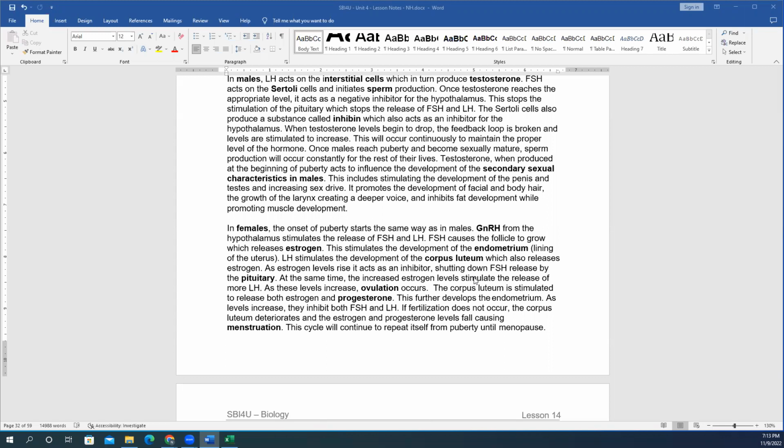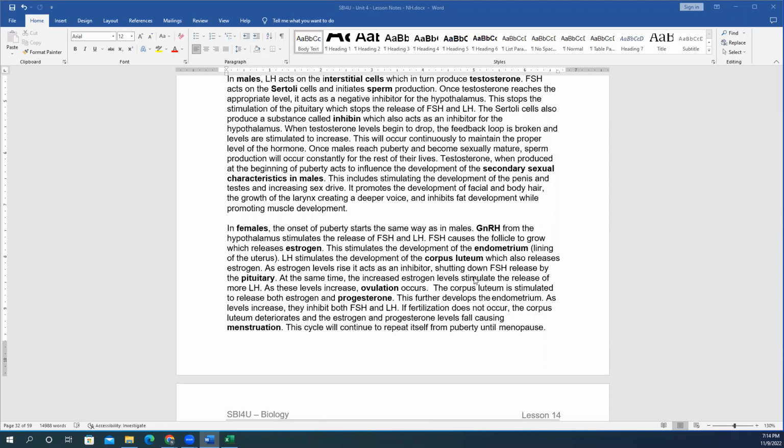And the corpus luteum again is stimulated to release estrogen and release progesterone. And this further develops the lining of the endometrium. And as levels then increase, these will then act to inhibit both the follicle stimulating hormone and the luteinizing hormone.